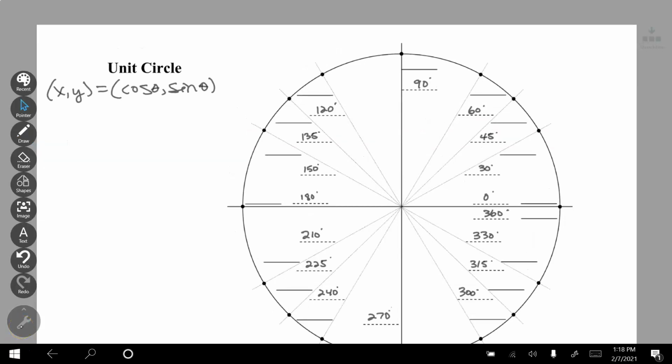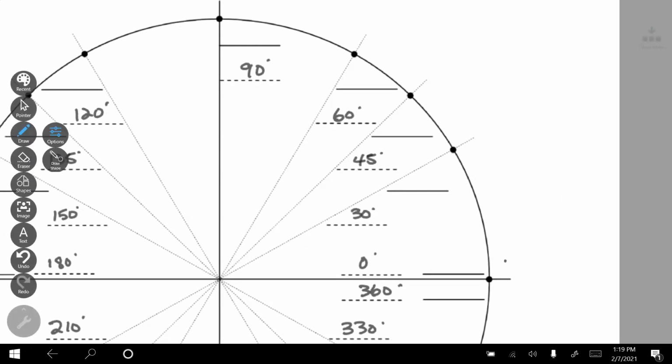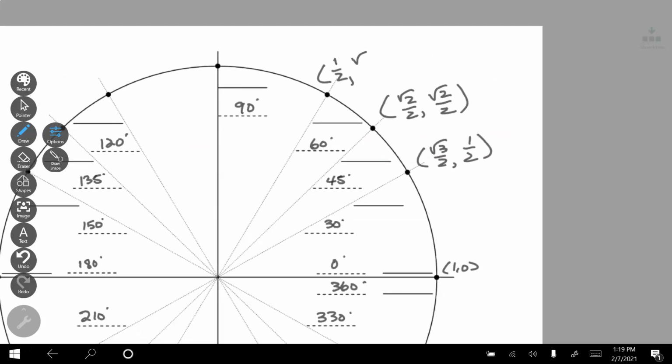We also know that every x, y on this unit circle is cosine theta, sine theta, and we've done this enough that we can go ahead and do quadrant 1. Show all the points on quadrant 1. This is (1, 0). This is (radical 3 over 2, 1/2). This is (radical 2 over 2, radical 2 over 2) at 45 degrees. This is (1/2, radical 3 over 2). And the point up here is (0, 1). And that is quadrant 1.